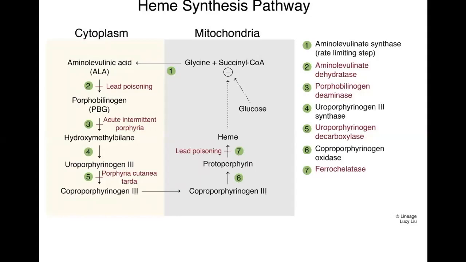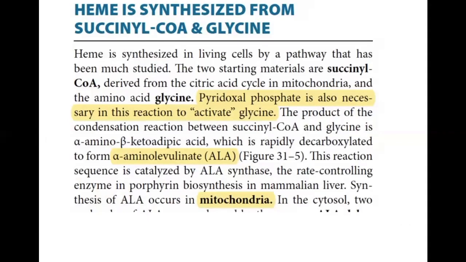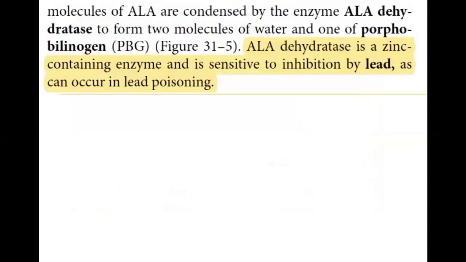Lead poisoning can also block your ferrochelatase, which is number 7. So the two enzymes inhibited by lead poisoning. What are the two enzymes inhibited by lead poisoning? First we have aminolevulinate dehydratase or ALA dehydratase. Then we have ferrochelatase, your number 7. Number 2, then we have number 7. So we showed this earlier.